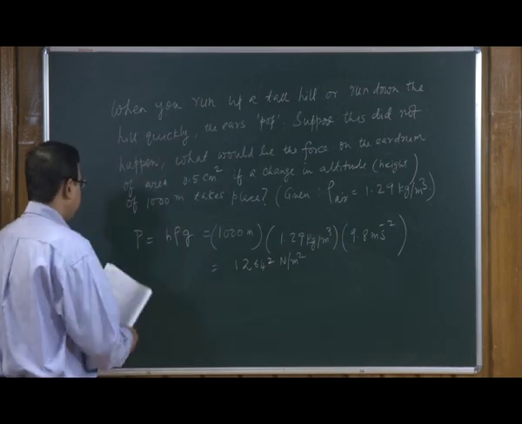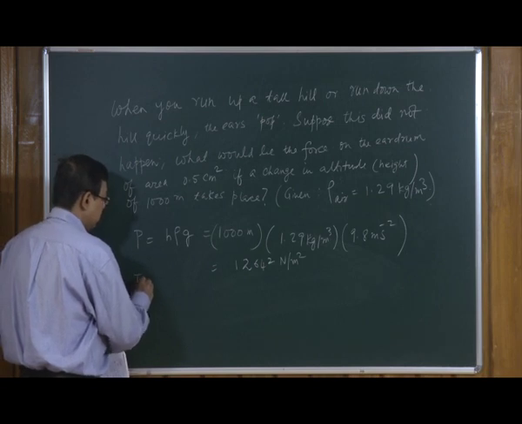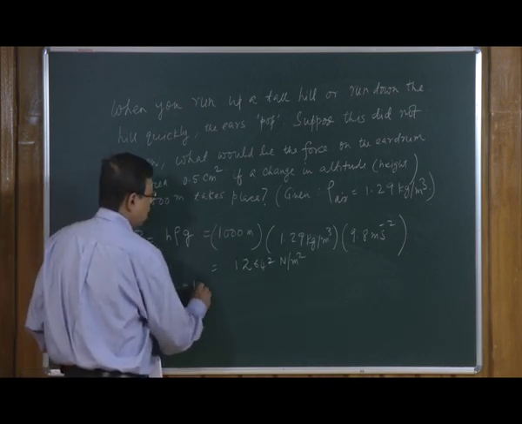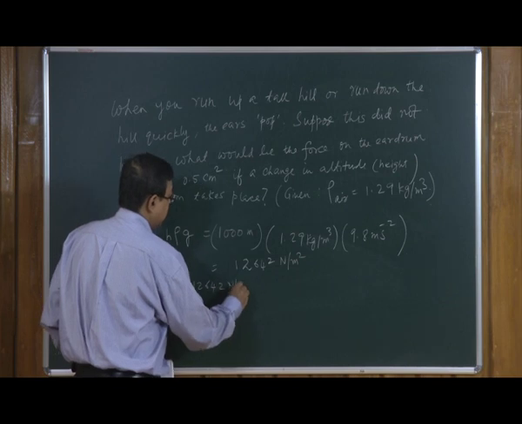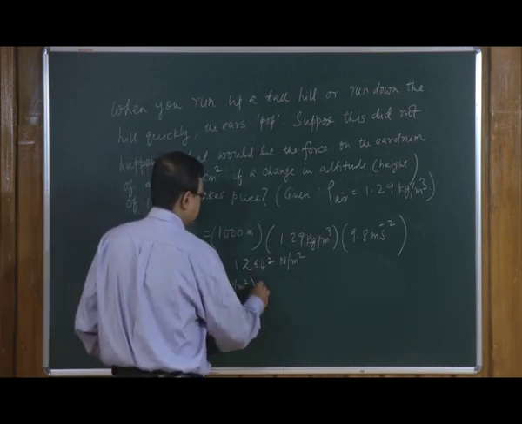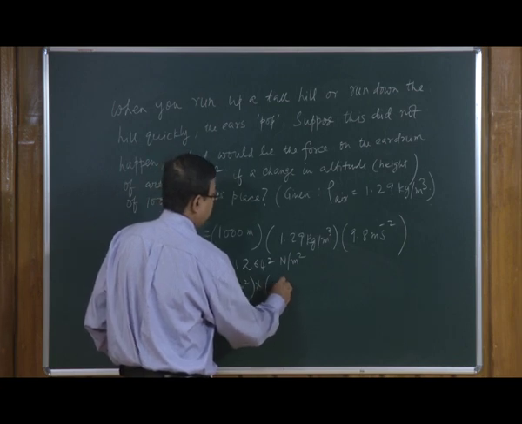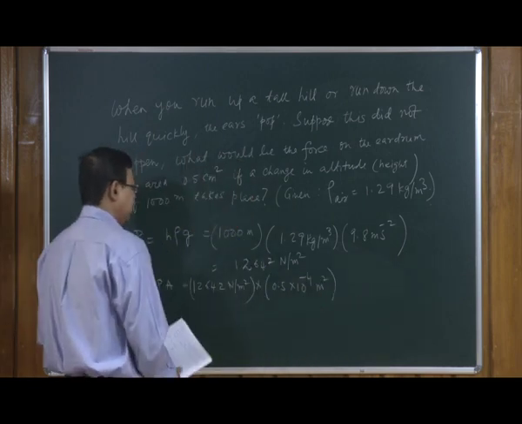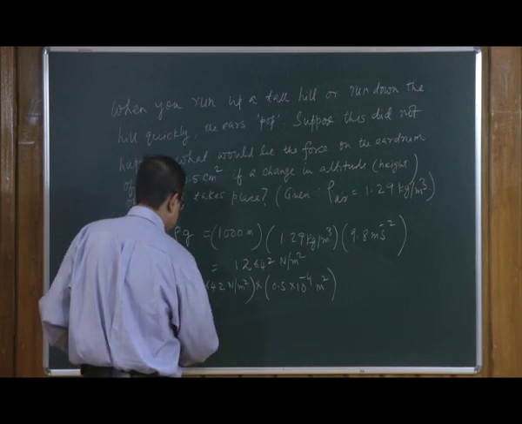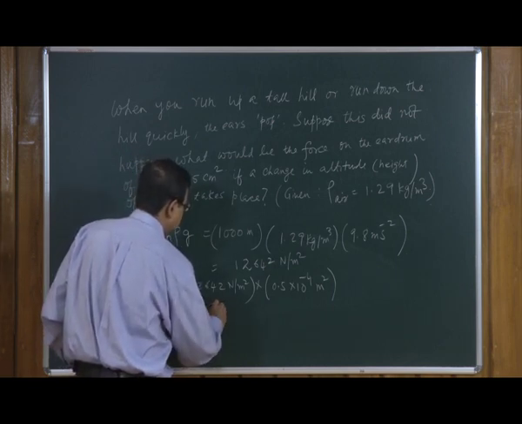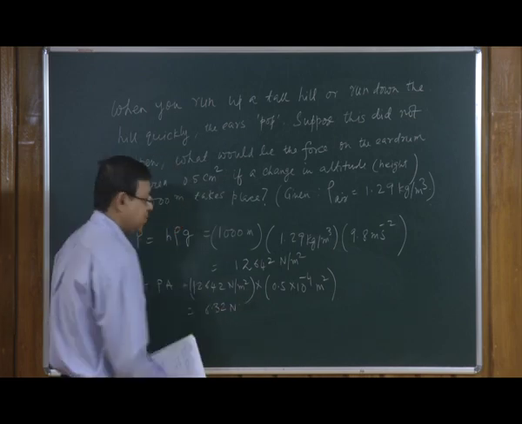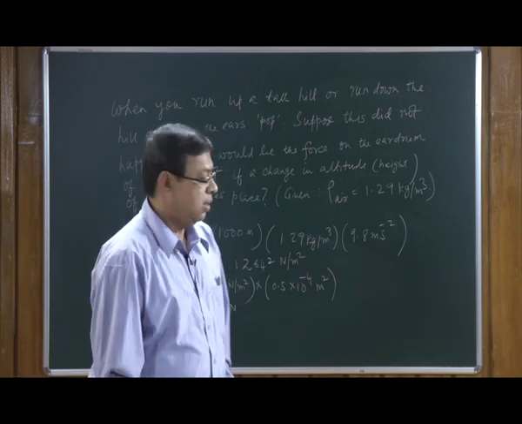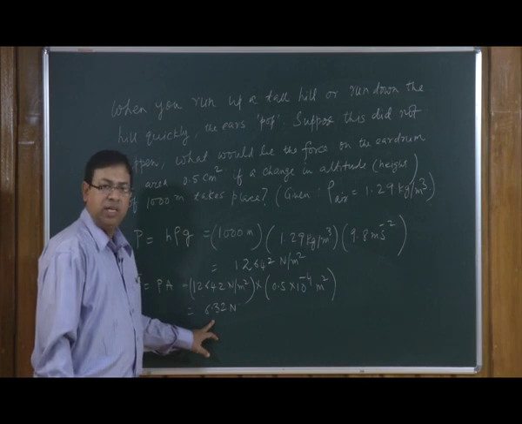Because of this pressure, there is going to be a force, which is equal to the pressure multiplied by the area, which is 12642 Newton per meter square multiplied by 0.5 into 10 to the power minus 4 meter square. So, the meter square will cancel, and this becomes equal to 6.32 Newton. So, this 6.32 Newton is a force that is exerted on the ear.